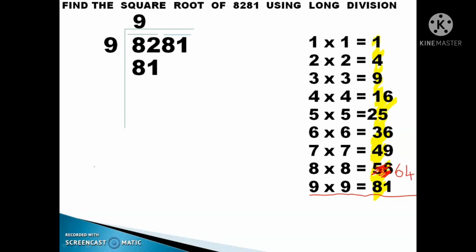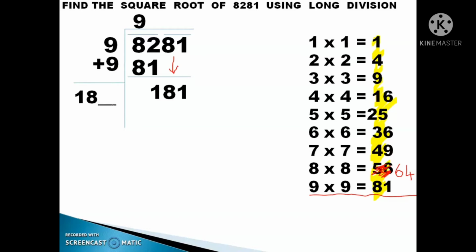Now, what is the next step? As usual, subtract. 82 minus 81, 1, and I took this pair down. Okay? This pair down. Now, what is the next step? The same number you will add. Whichever number you have written here, you will add. 9 plus 9. What is 9 plus 9? 18. Okay? 9 plus 9, 18. And you will put a dash here.